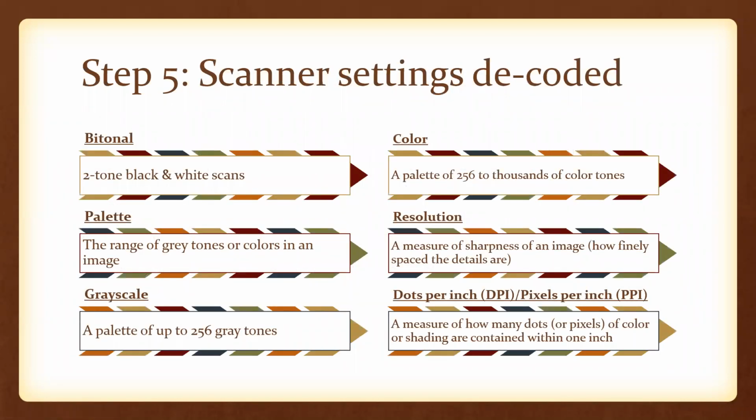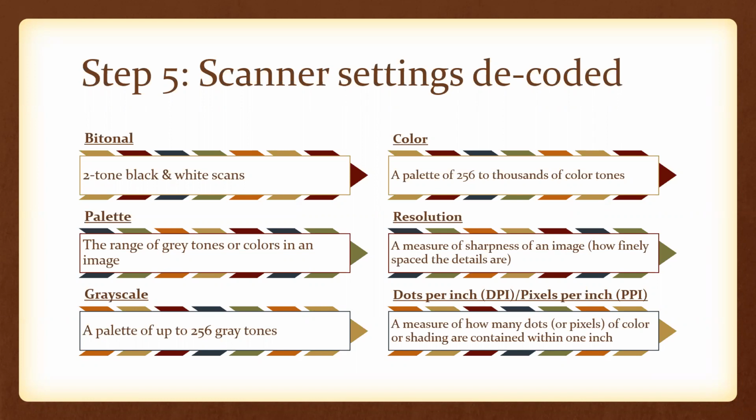So choosing the right scanner setting is an important part of the process of digitization and can have a positive or negative impact on the resolution or image quality and color accuracy of the scan. So here are a few common terms to help decipher and select the best settings in a typical scanner. So first we have bitonal. This just means it's a two-tone black and white scan, and these are usually suitable for printed and handwritten text.